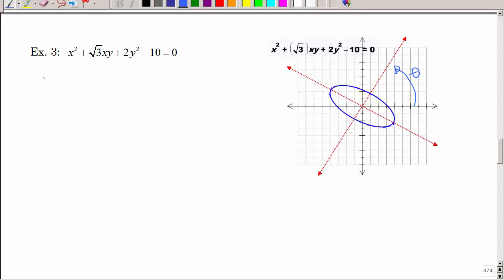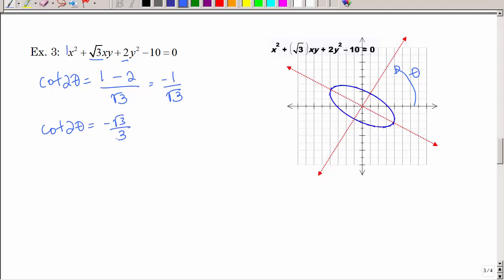So again, we need to find theta. So the cotangent of 2 theta is A minus C over B. So we have -1 over the square root of 3. Or again, you may have memorized it like that. Now that tells you that it's negative, which means that it's bigger than 90 degrees. It's in the second quadrant. So where is the cotangent equal to negative square root of 3 over 3? That's at 120 degrees. So theta is at 60 degrees.